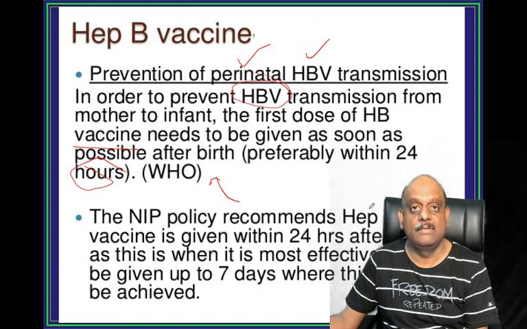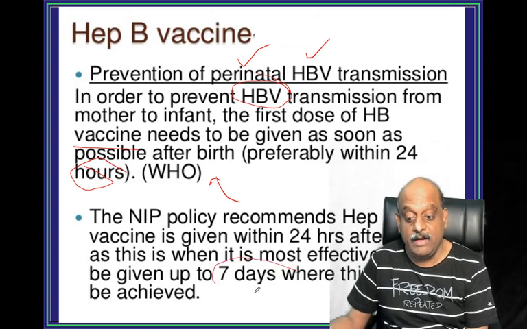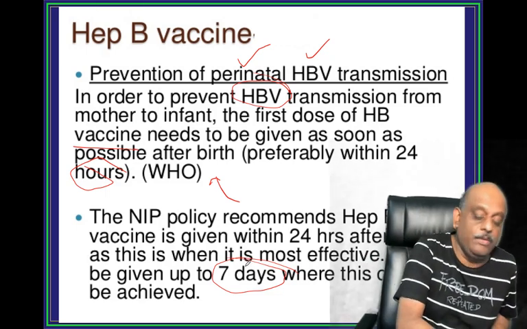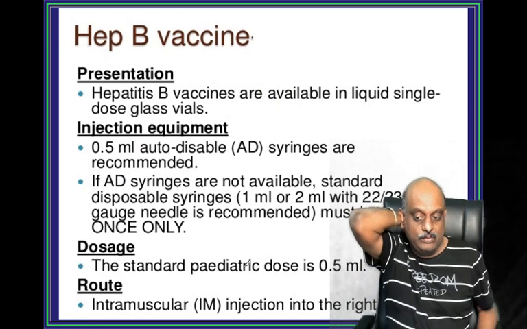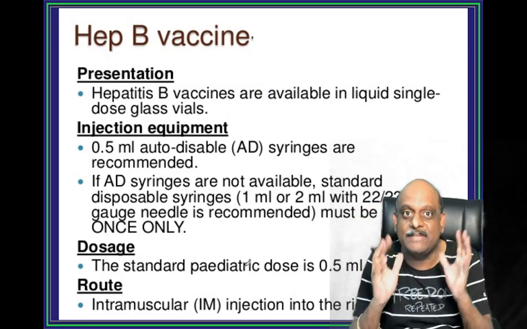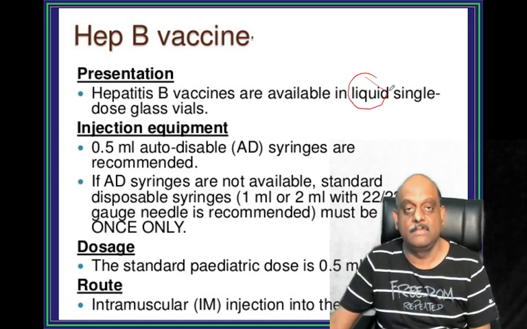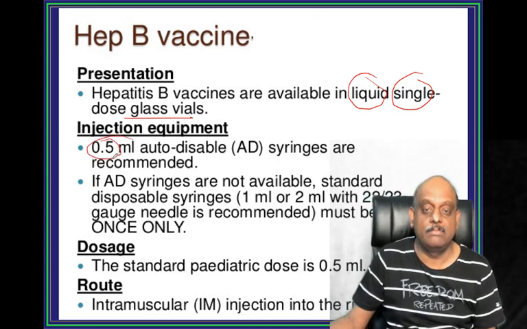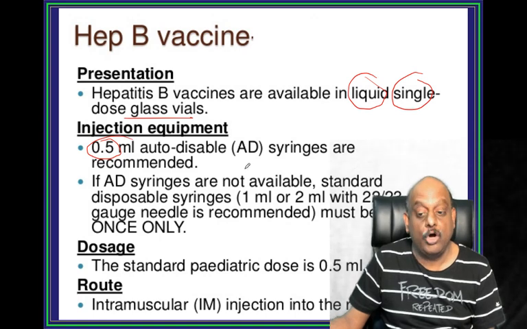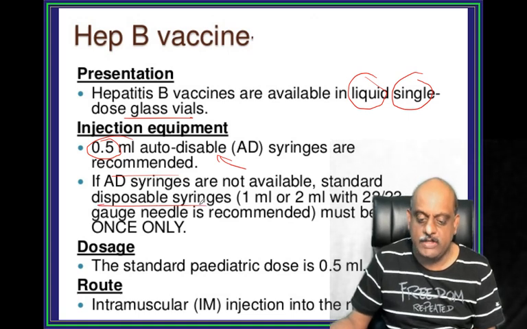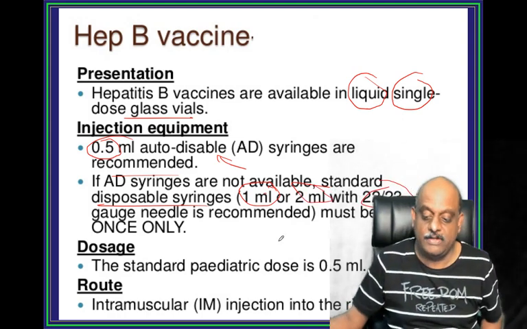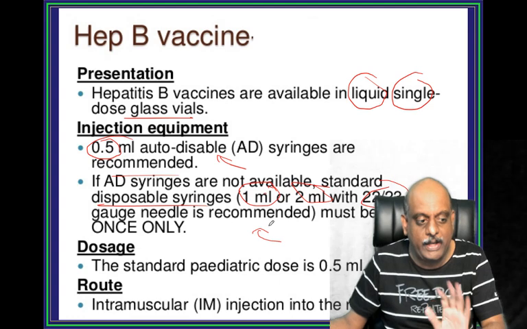And it can be given up to 7 days if you can't do it within 24 hours. That is the point you need to appreciate. Now, how is the hepatitis B vaccine available? Liquid, single dose, glass vial, 0.5 ml. Auto-disable syringes are recommended. You can even use standard disposable syringes, 1 ml or 2 ml with a 22 or 23 gauge needle, and it should be used only once because you are poking into somebody.